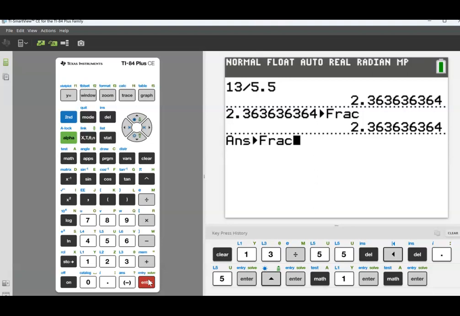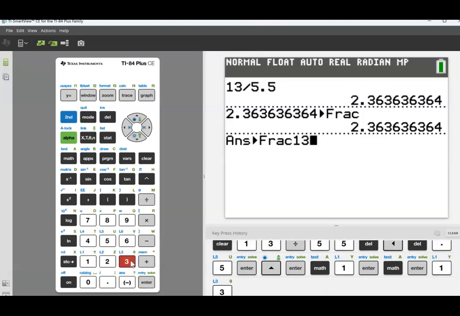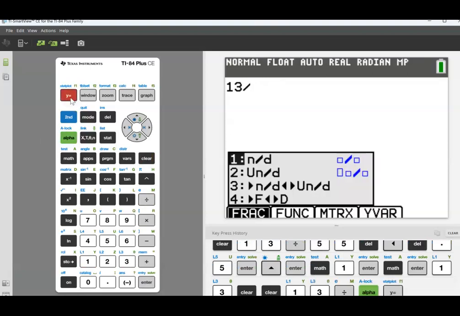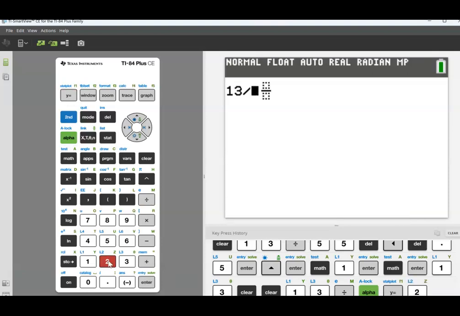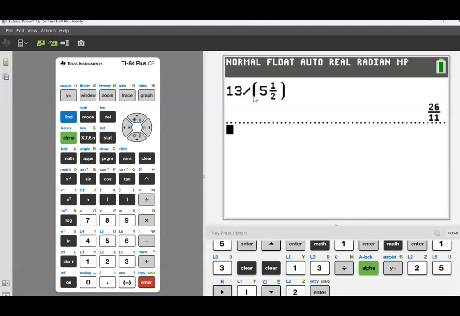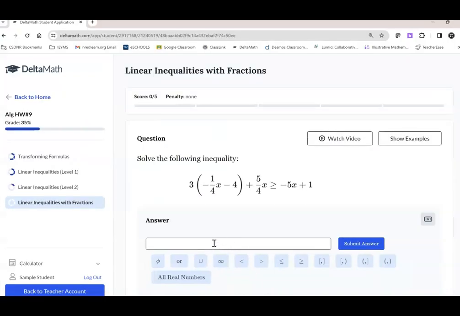So if I go back to 13 divided by, and type here 5 1/2, there's the fraction that I want. So if you do the math with a decimal, it's not going to always turn it back. So 26 over 11 is what I'm going to type here.